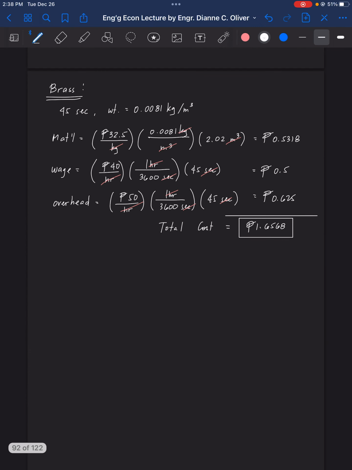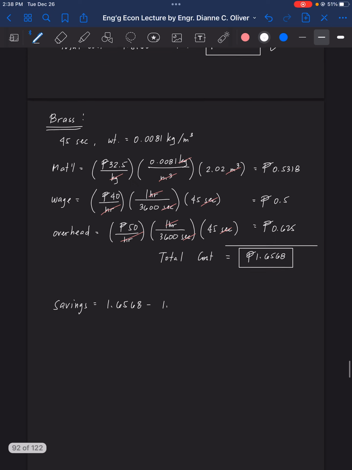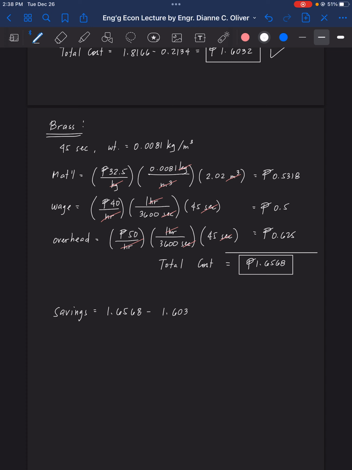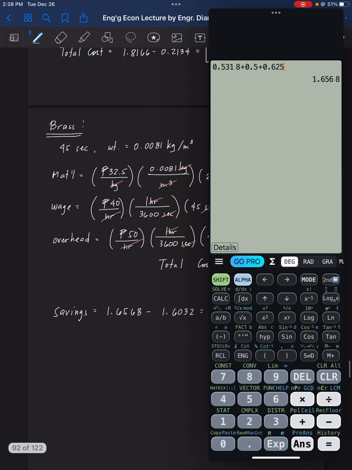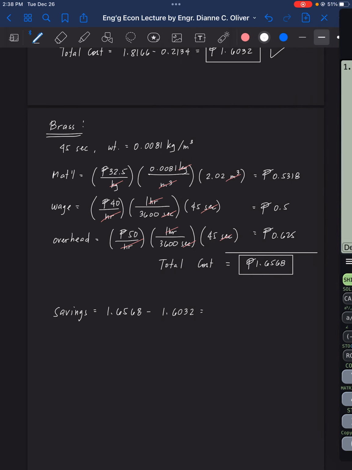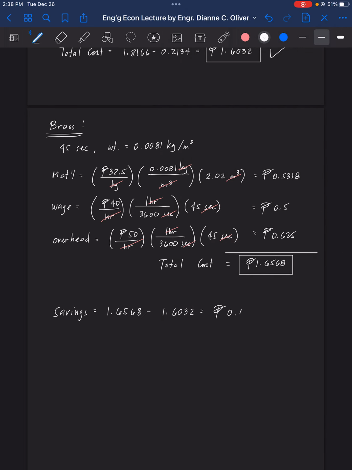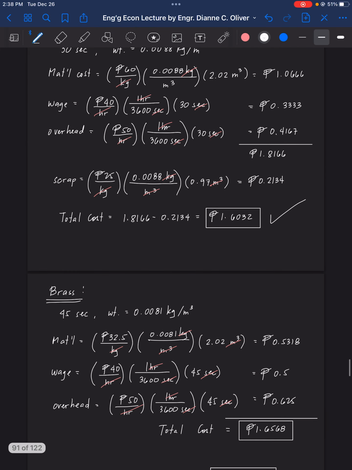Now, how about the total savings? So savings now is equal to 1.6568 minus 1.6032. That is 0.0536. So that's the savings. Okay, so that's problem number 2.